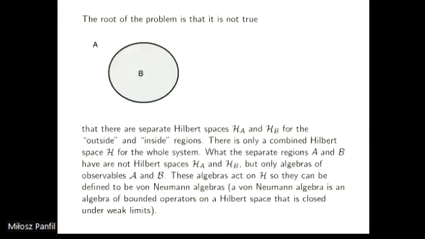So ultimately, the fact that entanglement entropy is divergent in quantum field theory is because the assumption of separate Hilbert spaces for the two regions is false. Instead, there only are separate algebras for the two regions.